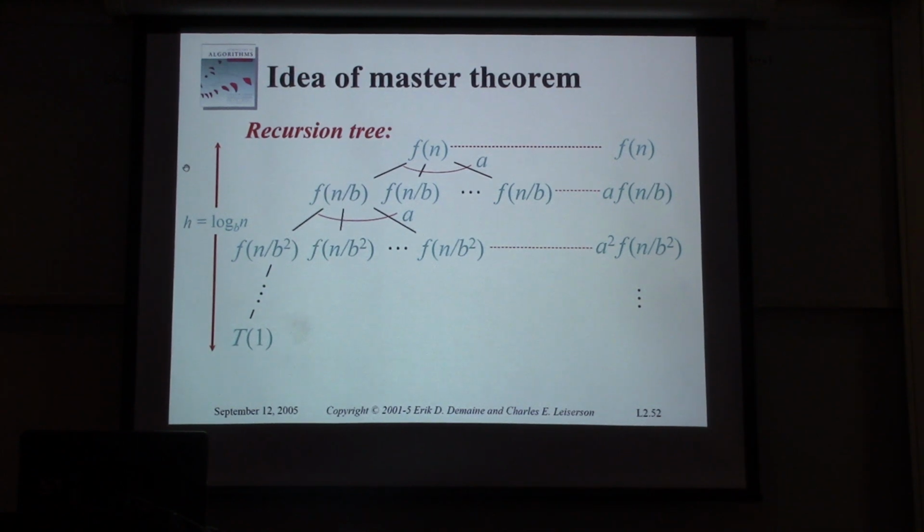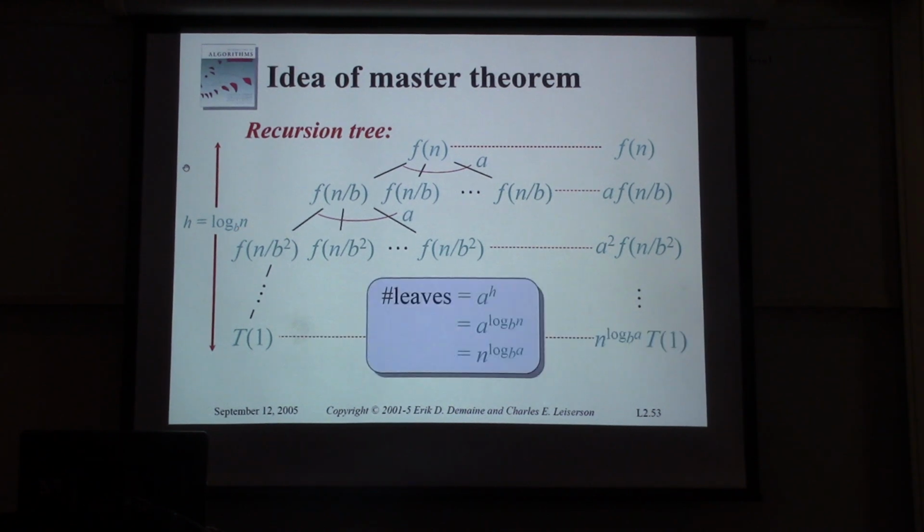The height of the tree is log base b of n, because we're going to go to unity with b. The number of leaves, listen very carefully, is going to be a to the h. The number of leaves is a to the h, because we have here 1, a to the 0, a to the 1, a squared, a to the h.